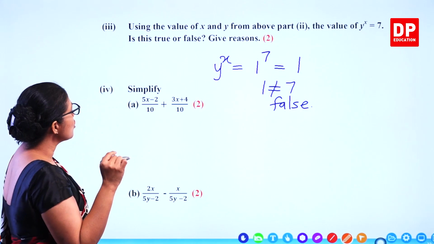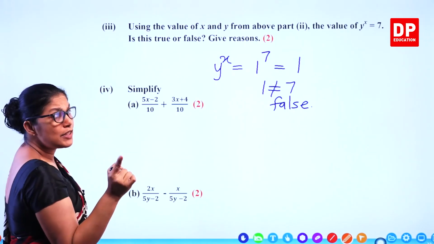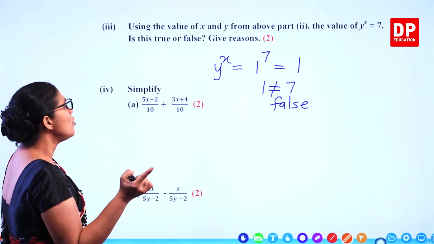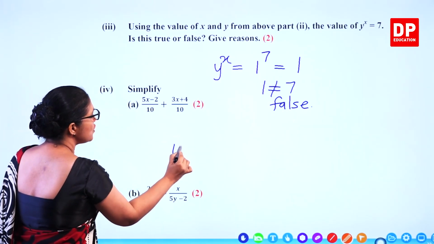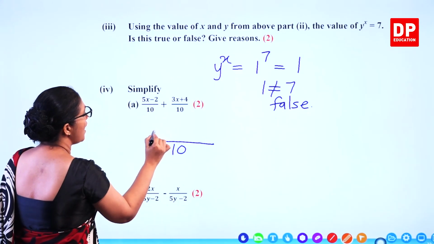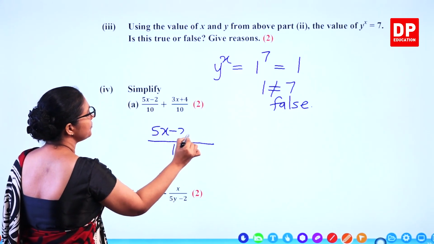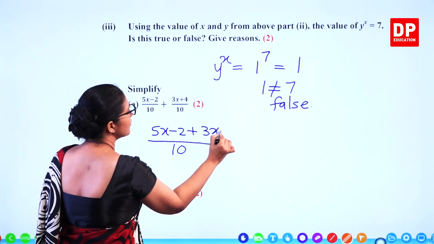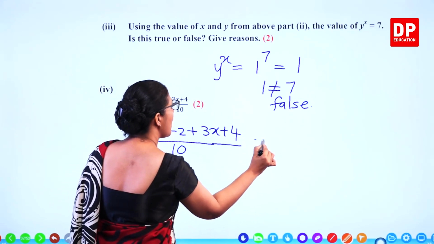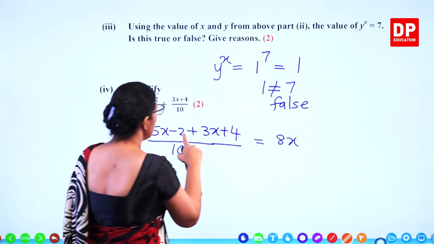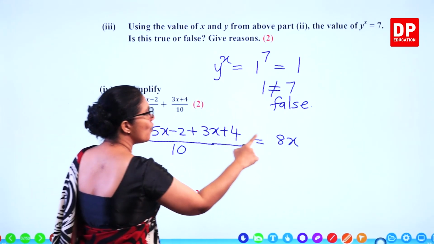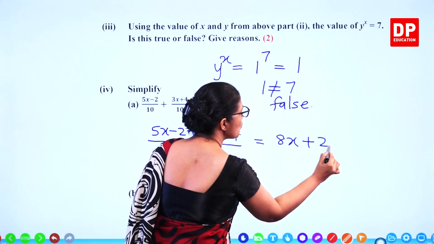Now algebraic fractions, simplify. Same denominator. So addition, you can just add the numerators. So same denominator, just add the numerators. So like terms, you can add 5x and 3x, you get 8x. Minus 2 and plus 4, 4 minus 2, that's plus 2.